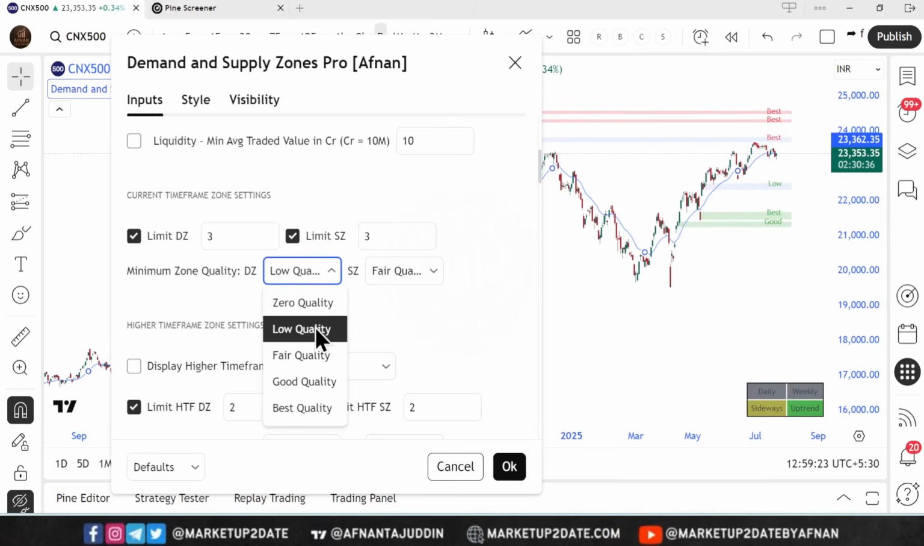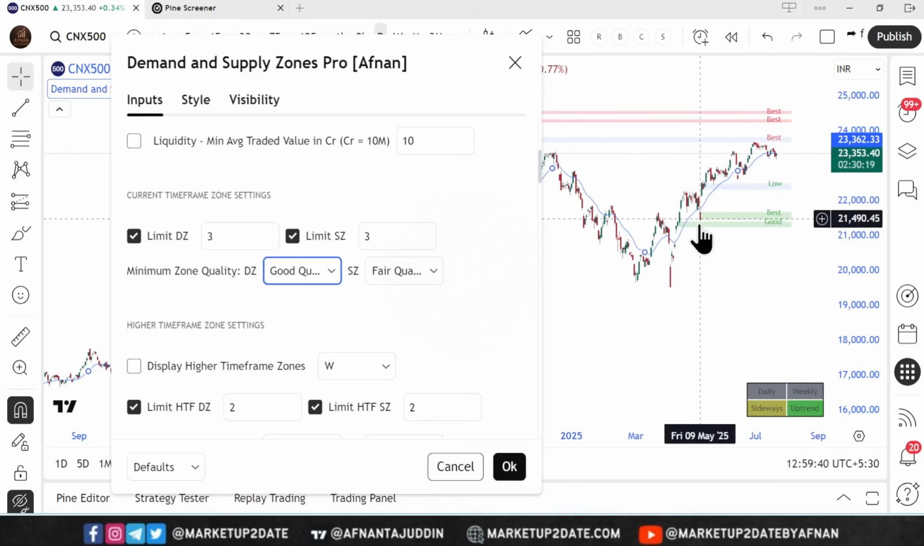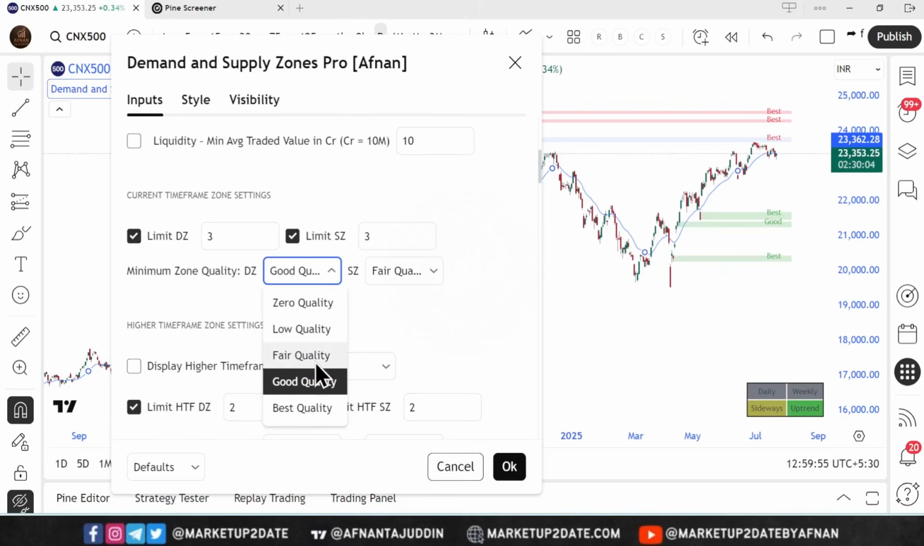The default is fair quality. If we set it to low quality, we will see more zones appear, including weaker ones that you might want to ignore. If we move it up to good quality or even best quality, the indicator becomes extremely selective, only showing you the highest probability setups. See that? By demanding higher quality, we have filtered out a weaker zone, leaving us with a cleaner, more reliable picture. For new users, fair or good quality is the best place to start. For setting up alerts or using the Pine screener, I strongly suggest using good quality so you only get notifications for stocks that are approaching strong and reliable zones.